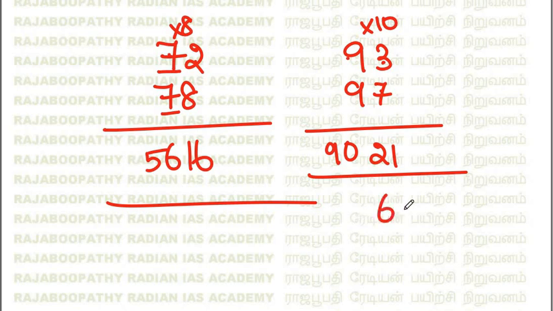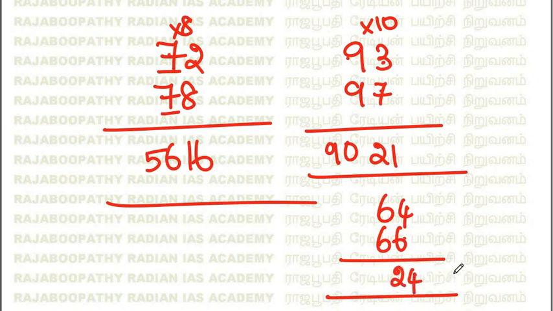Understood? What is 64 into 66? 6 into 4, 24. 6 into 7, 42. So 42, 24.